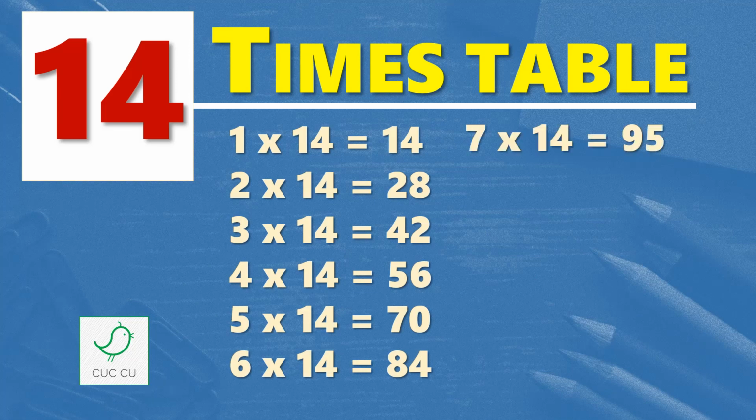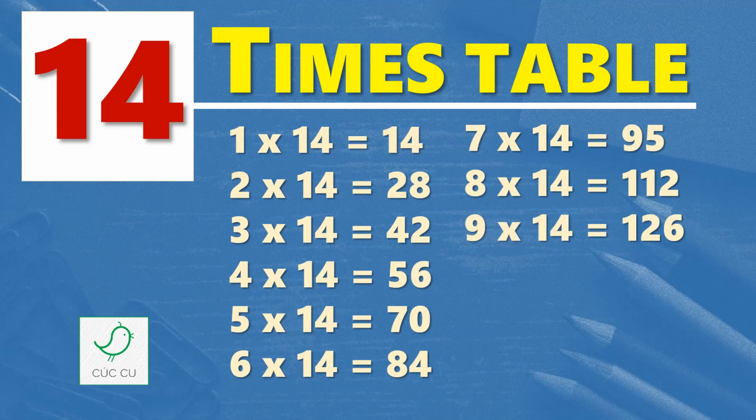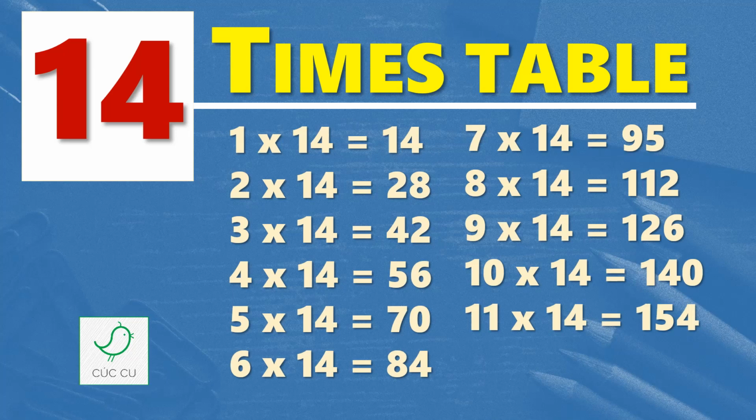7 times 14 are 98. 8 times 14 are 112. 9 times 14 are 126. 10 times 14 are 140. 11 times 14 are 154. 12 times 14 are 168.